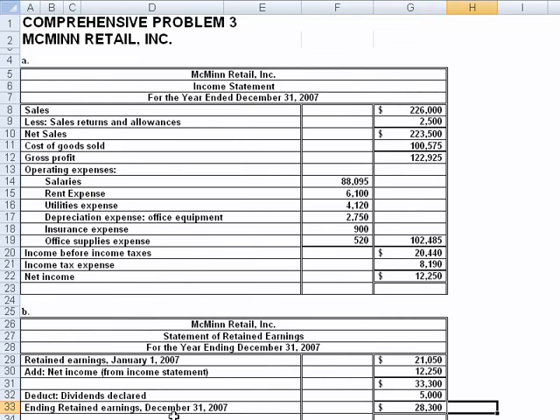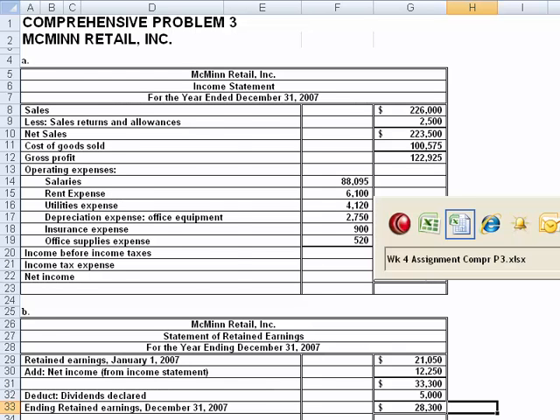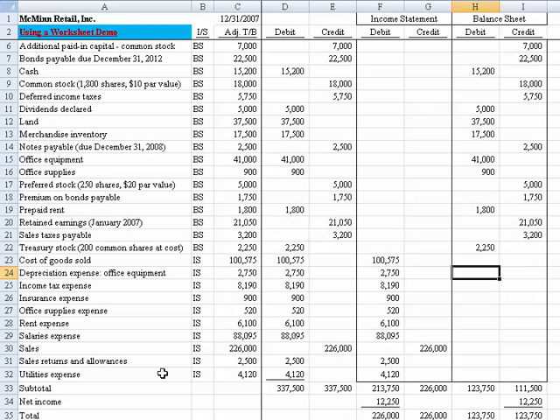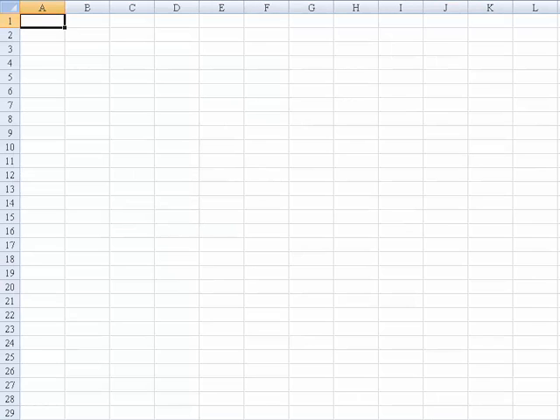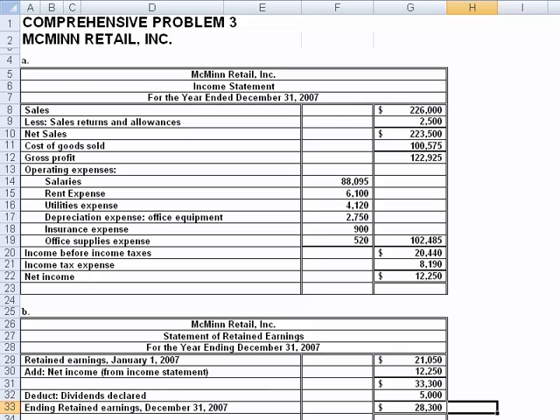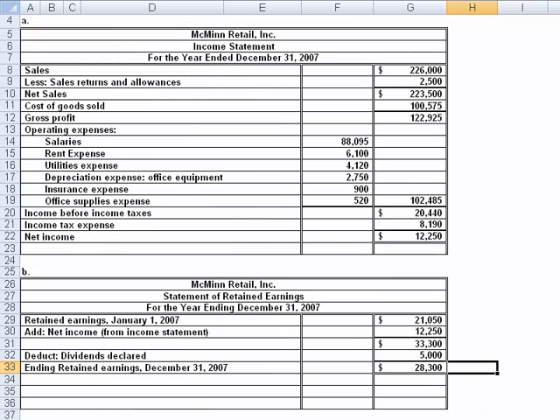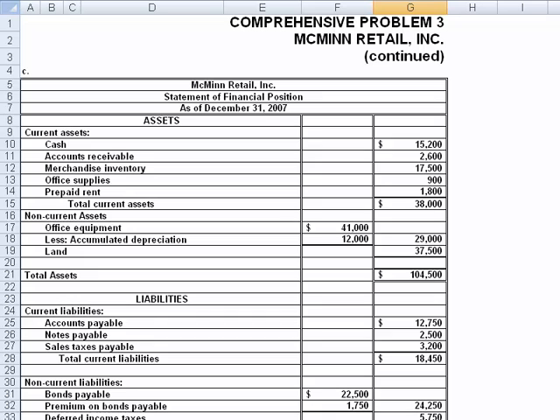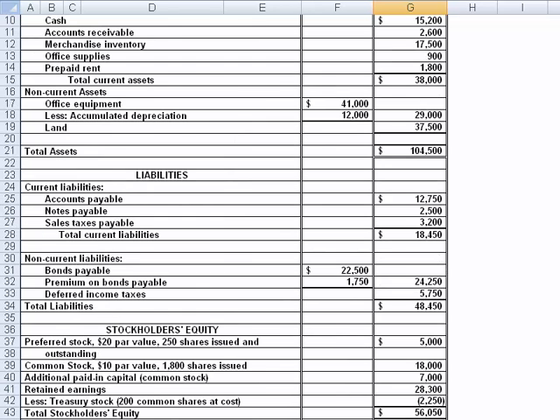I'll take you back to the spreadsheet now, where we get all the sources, and from that we were able to produce the income statement, the statement of retained earnings, and then the balance sheet or statement of financial position. And that is this problem.